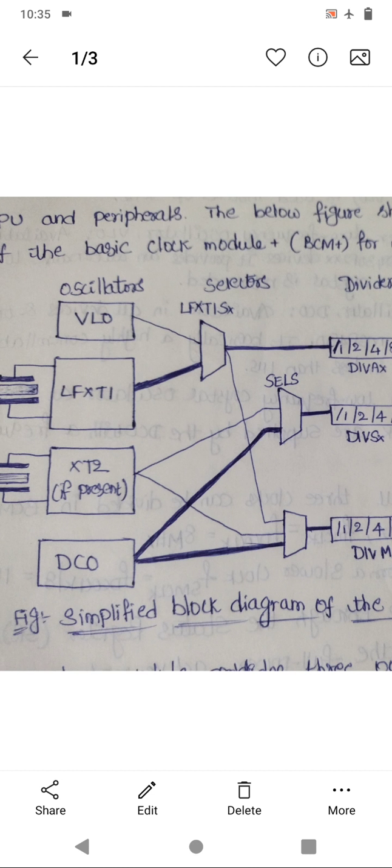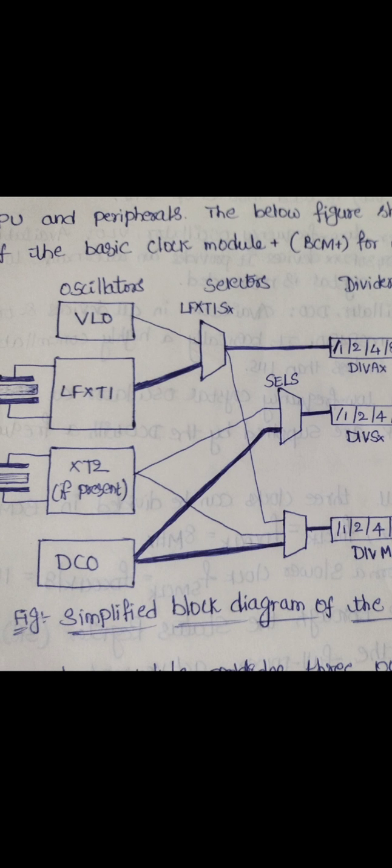An external clock signal can be used instead of a crystal if it is important to synchronize the MSP430 with other devices in the system. So the first oscillator we discussed is for low or high frequency.